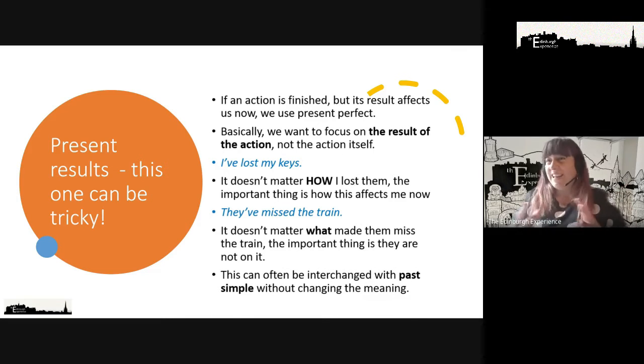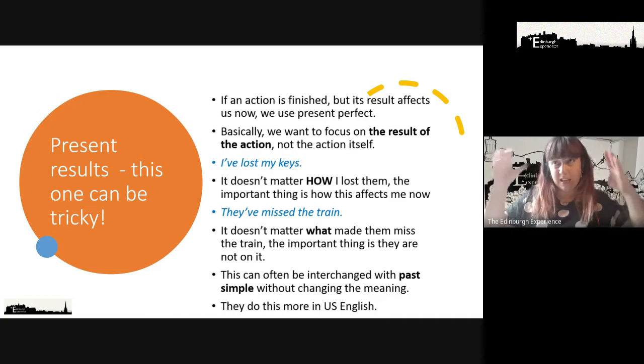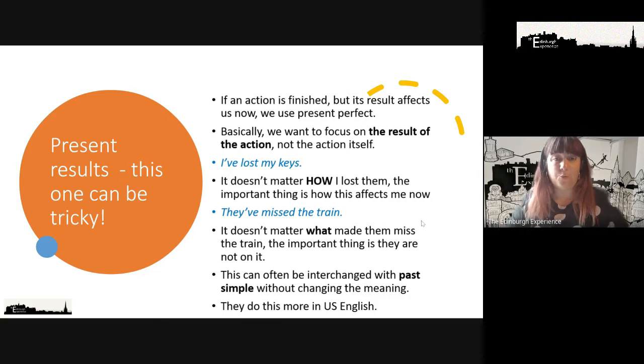Very often you could interchange this with the past simple. So I could say, I lost my keys, or they missed the train. This is much more common in American English, okay, in US English. And it doesn't really change the meaning either. But it's more common, I'd say, in British English to use the present perfect here, if we're focusing on our results.